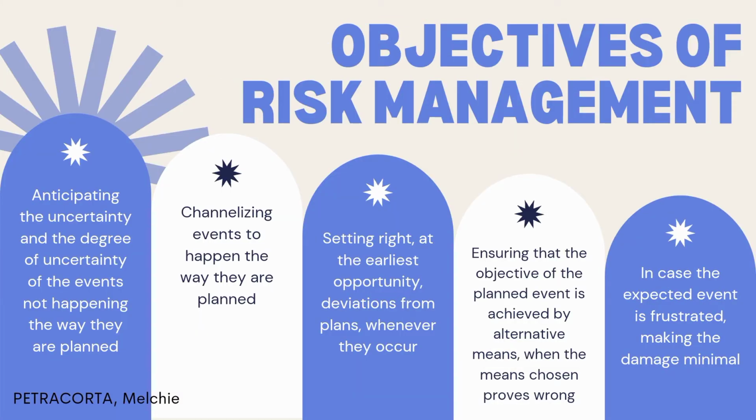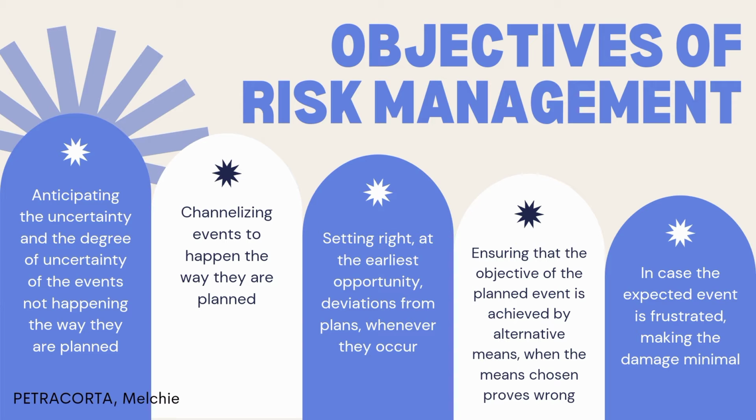Now, we will talk about the objectives of risk management. So the first objective is anticipating the uncertainty and the degree of uncertainty of the events not happening the way they are planned. Risk management focuses on identifying what could go wrong and evaluating which risks should be dealt with and implementing strategies to deal with those risks.